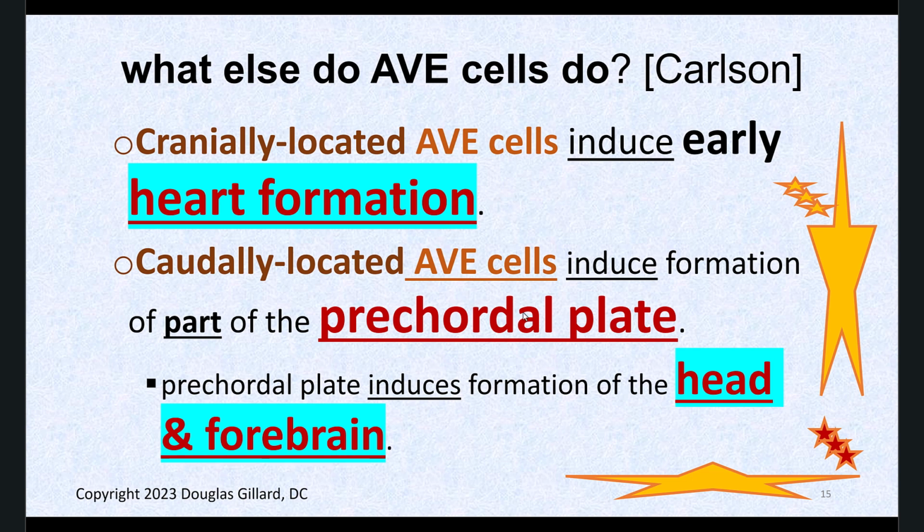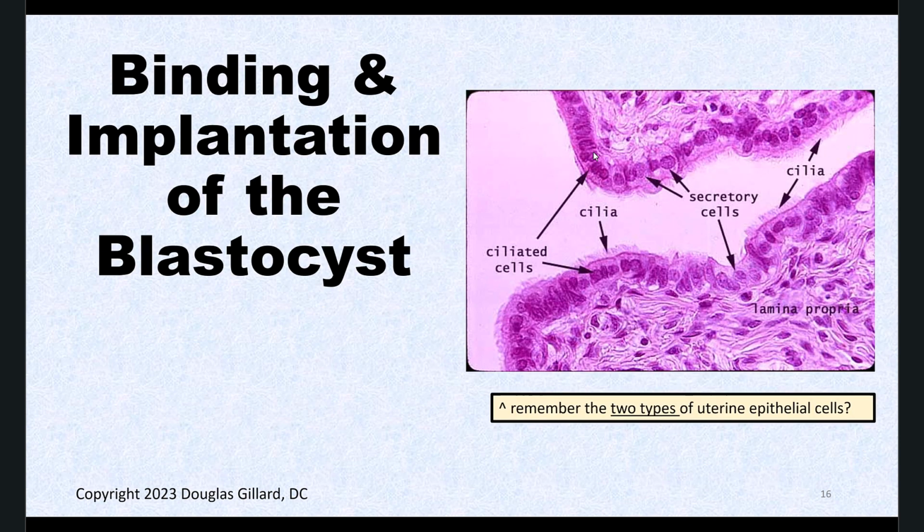They also kind of indirectly are important for part of the brain, the forebrain development, and even part of the head development, the cartilage that turns into bone, but more importantly, the forebrain. So heart formation and forebrain is what AVE cells do. Indirectly, I said, because the AVE cells are very important for formation of something we'll look at later called the precordial plate. All right, but let's get back to our story.